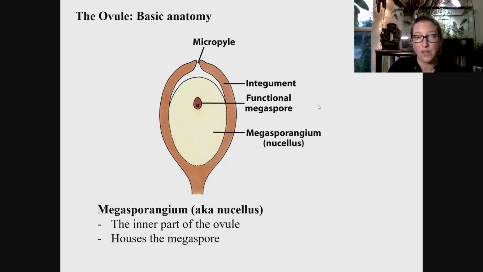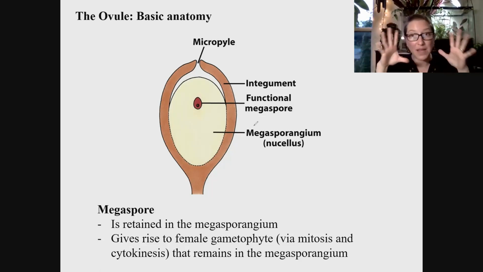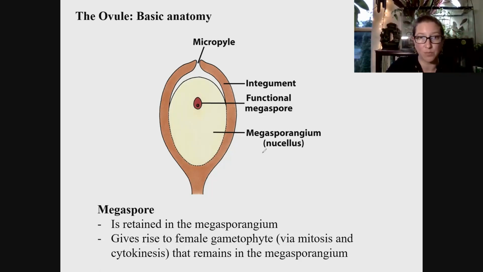Then the megaspore is inside of the megasporangium. So the megaspore no longer gets released from the megasporangium, whereas in Selaginella it did. In Selaginella, the megaspore left. Now the megaspore stays inside of that megasporangium, never leaves. And the megaspore is going to grow into that female gametophyte plant, and the female gametophyte plant is going to stay in there as well.